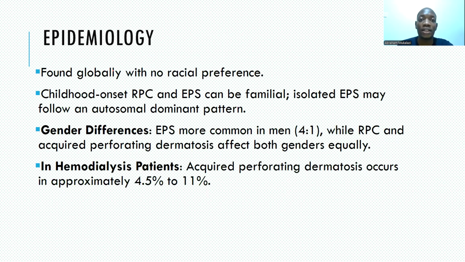When you look at how common these conditions are, they occur globally with no racial preference. We can have adult onset, especially with reactive perforating collagenosis, and EPS can also be familial. We also have isolated EPS, elastosis perforans serpiginosa, which may follow an autosomal dominant pattern of inheritance.